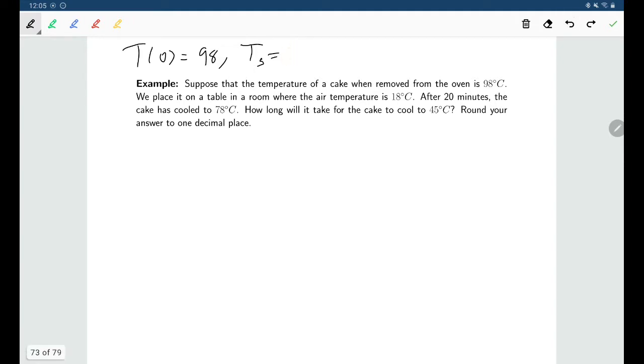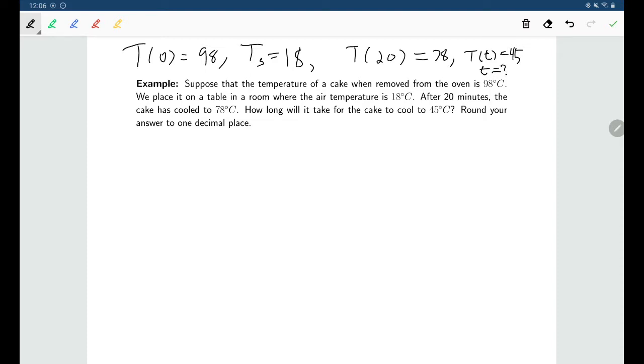I'm also told that after 20 minutes, the cake has cooled to 78 degrees Celsius. So here, I'm going to decide in advance that I'm going to use time as measured in minutes, just to make things easier on myself. So I'll say that when time is 20, the temperature is 78. And the question is, you want the final temperature to be 45 degrees Celsius. And the question is, what is that time?